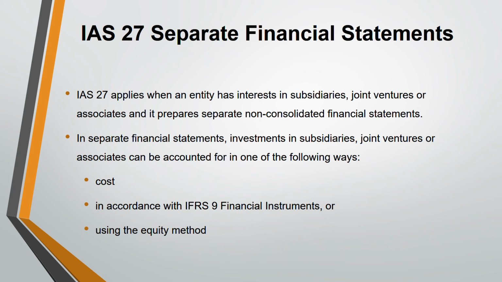So for separate financial statements, remember these three. Cost for subsidiary, and less than 20% investment in an entity, IFRS 9, and associates and joint ventures, equity method. So that's it for separate financial statements. There are questions in your revision kit. Please solve them, and till then, we'll see you in the next standard, IAS 28.